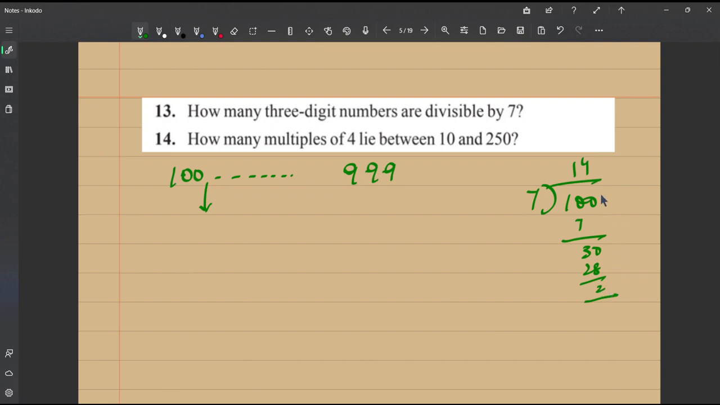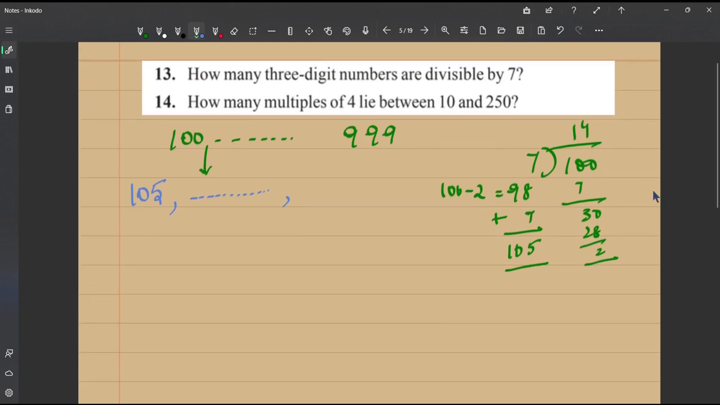So the conclusion we arrive at from here is that 100 minus 2, 98, would be the last two-digit number which is divisible by 7. So 98 plus 7, 105, would be the first three-digit number which is divisible by 7. And now we know, if we keep adding 7 to 105, we get all the three-digit numbers which are divisible by 7.